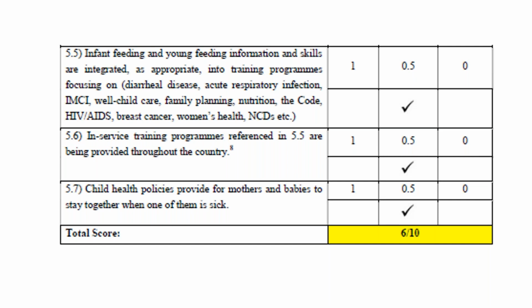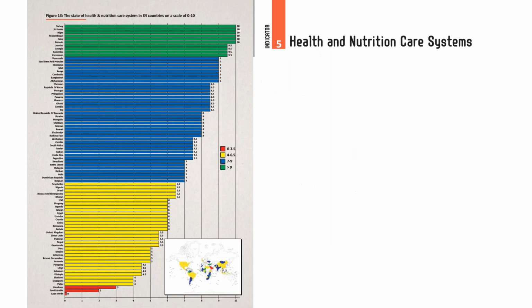So we scored 6 out of 10 here, so that's really impressive. Let's see how we did in the world. You can see here lots of green, lots of blue, and where are we? Wow, we're way up on the yellow here. Who's up here in the green? Turkey, Sri Lanka, Niger, Mozambique, Cuba. They're way at the top.